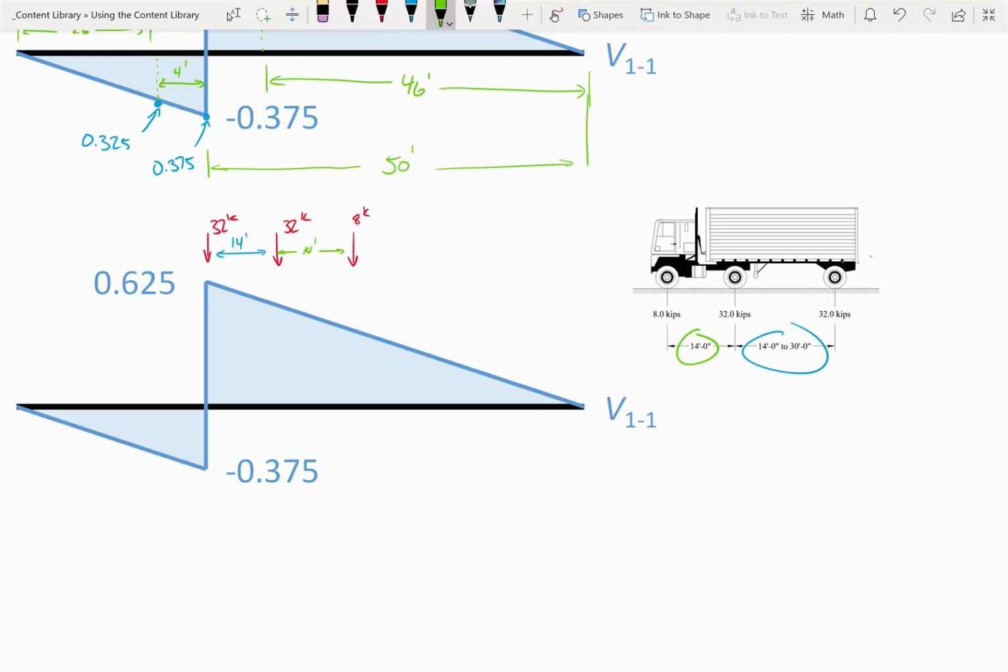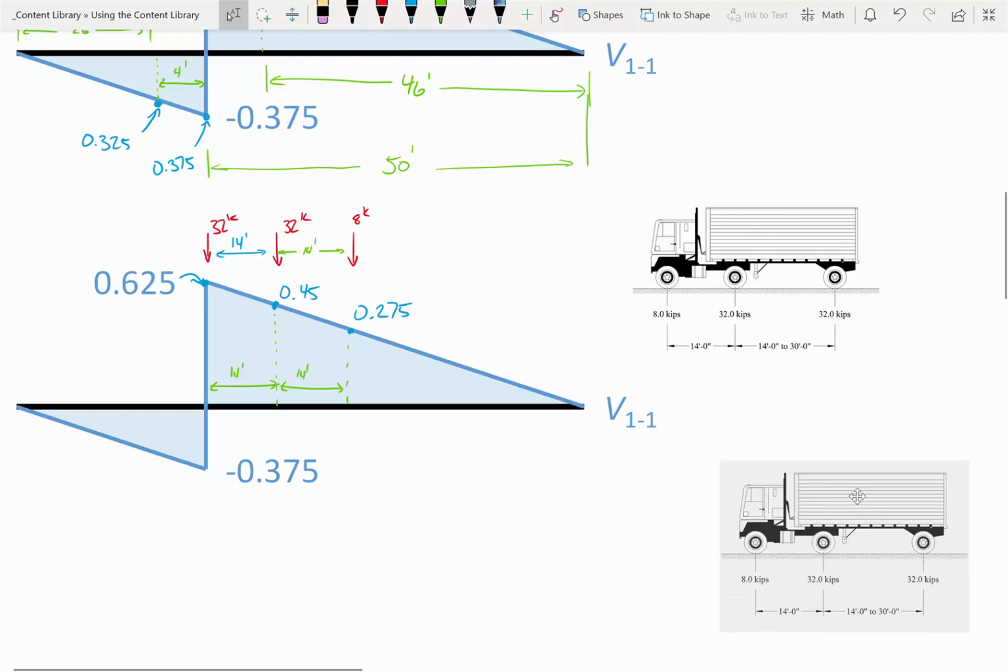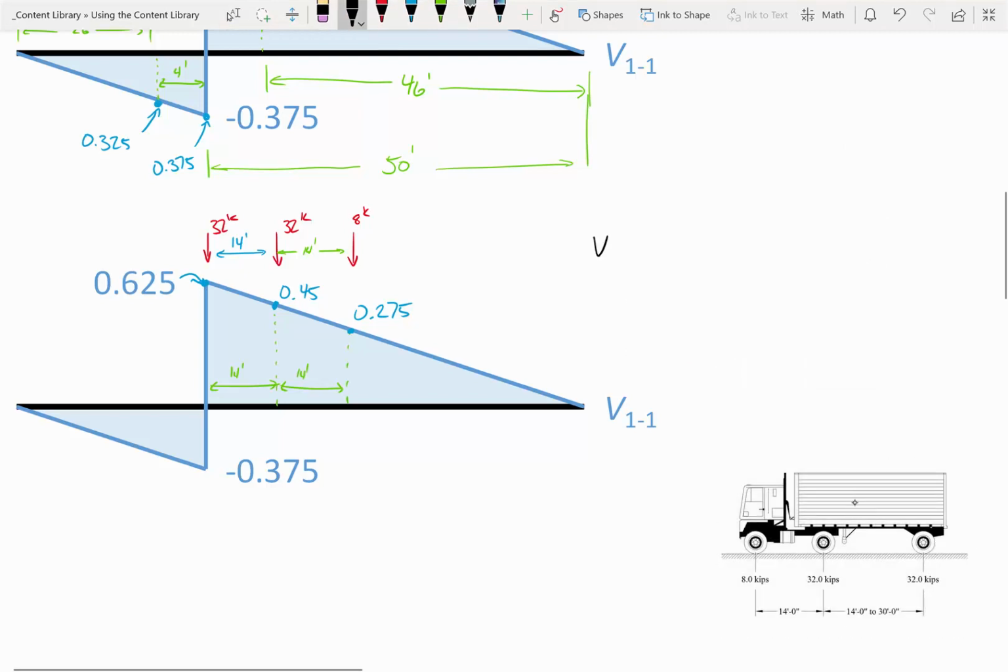And so once I've determined the location, I've got that figured out. All I've got to then do is say, okay, what are my values on my influence line when this is 14 feet and 14 feet? And then just do the same thing I just did. So we know this one right there is 0.625. I've already done the interpolation for the others, the same way I did it before. So this is 0.45. And this is 0.275.